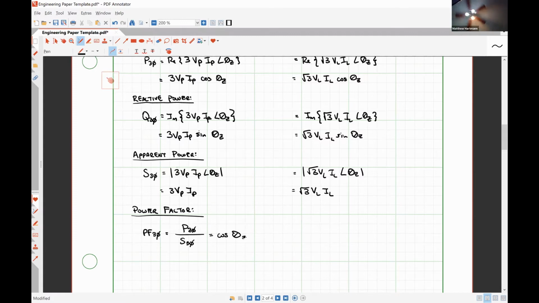So really the only change in calculating complex power from single phase to three phase is multiplying by 3, because there's 3 times as many loads. So fairly straightforward there. All right, any questions on any of these relationships before we jump into an example problem?